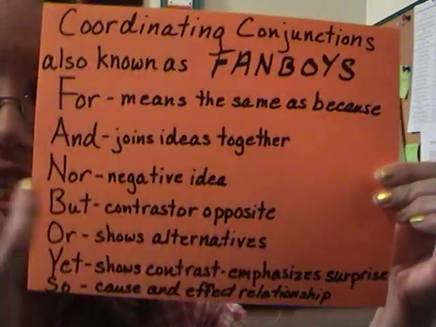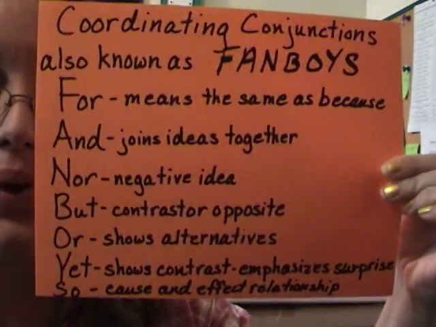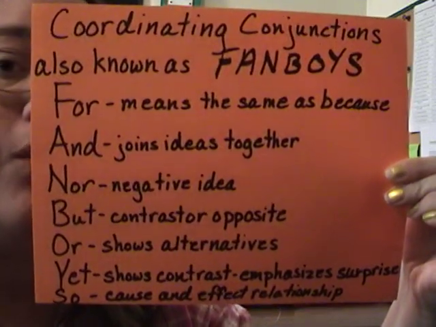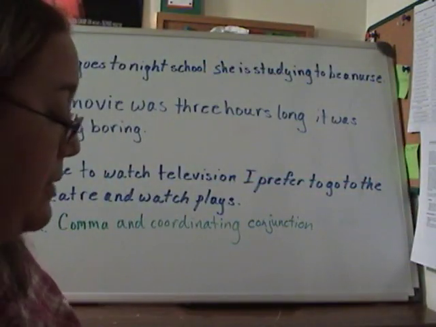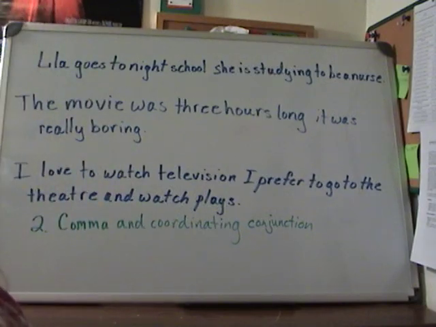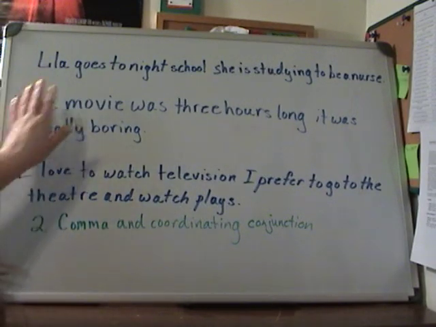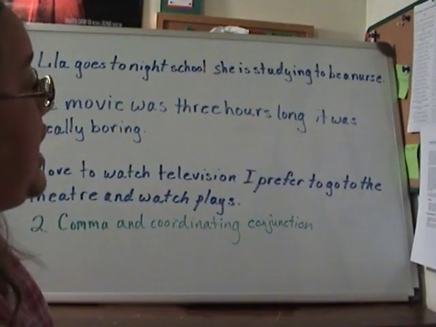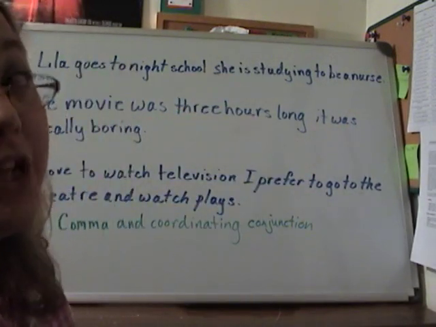So coordinating conjunctions, same thing as fanboys. As long as you remember your fanboys, for and nor, but or yet so, you have your coordinating conjunctions. So going back to our sample sentences, once again, Lila goes to night school. She is studying to become a nurse, to be a nurse.